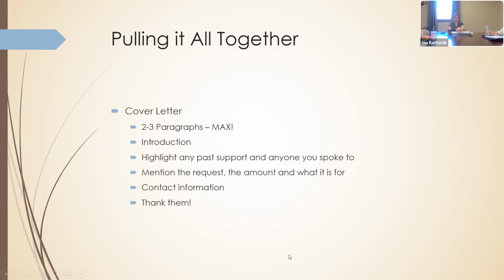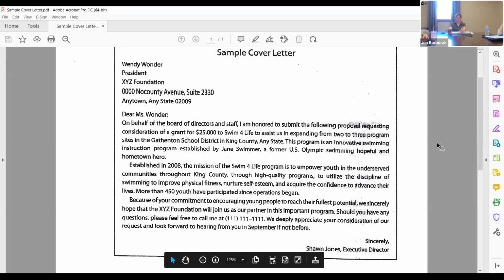To me, the first sentence in this sample cover letter is a little long. I probably would break it up, but still, it's only a couple paragraphs in length. And then they go on to say the program is an innovative swimming instruction program established by a former U.S. Olympic swimming hopeful and hometown hero. Therefore, that's why it's innovative. So you're kind of backing up any of those words. And then the next paragraph, that it was established in 2008. So you have now lent credibility to the program.